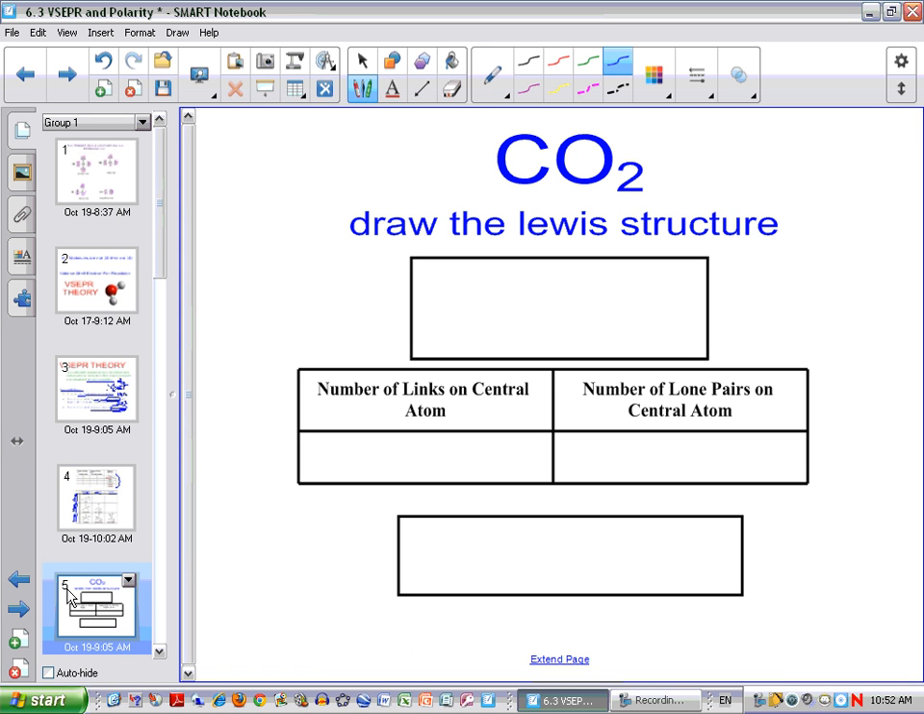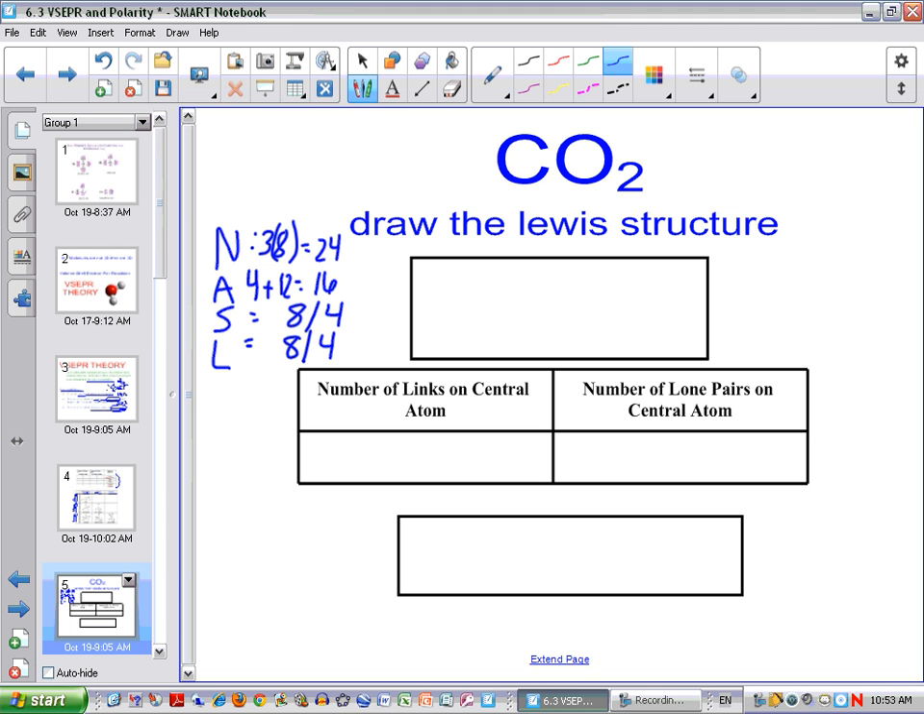CO2, draw the Lewis structure. So if I was to NaSl this, carbon needs 8, oxygen needs 8. I have 3 atoms that all need 8, so 3 times 8 is 24. Carbon has 4 available, oxygen has 6, and there's 2 of them. So that's 12 plus 4 is 16. 24 minus 16 is 8, which means 4 bonds. 16 minus 8 is 8, which means 4 lone pairs.